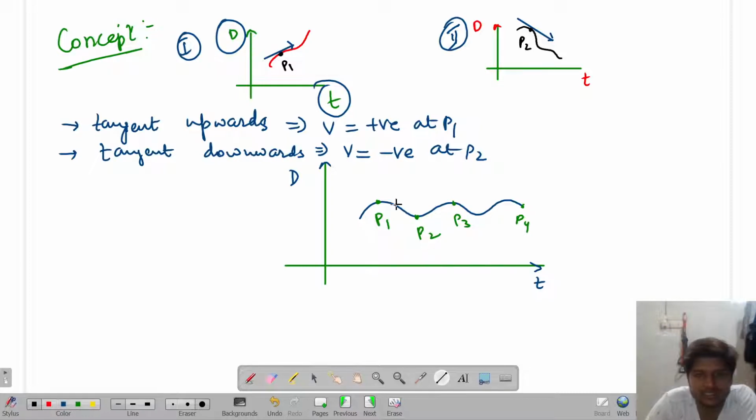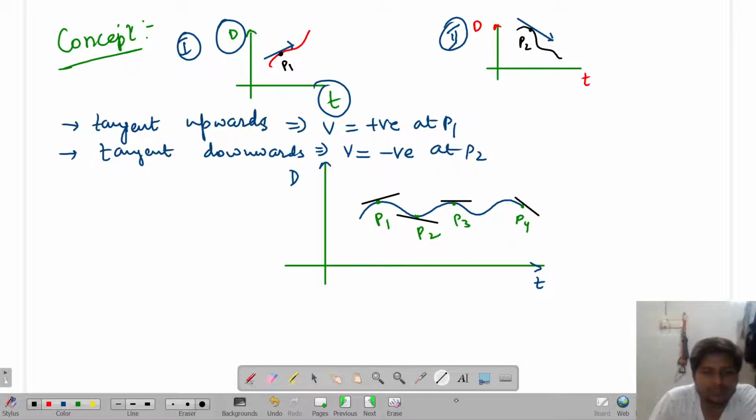Let's suppose I draw the tangent at point P1, it is like this. For point P2, what kind of tangent will I have? The tangent will be pointing downwards. For point P3 again, the tangent will be flat. For point P4, again the tangent will be pointing downwards.